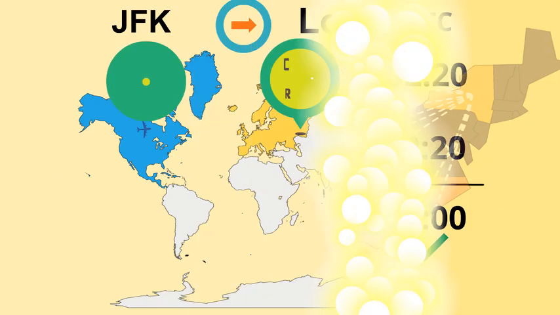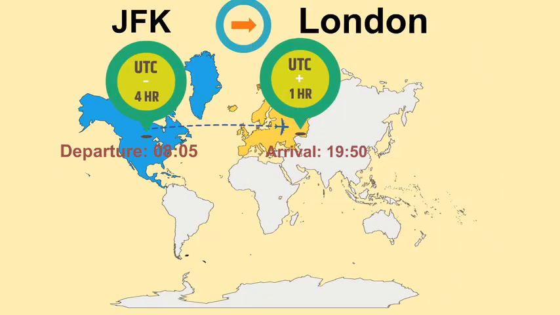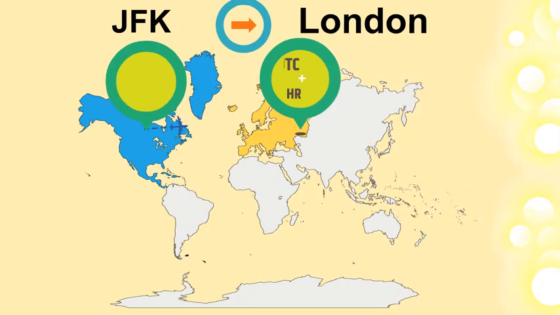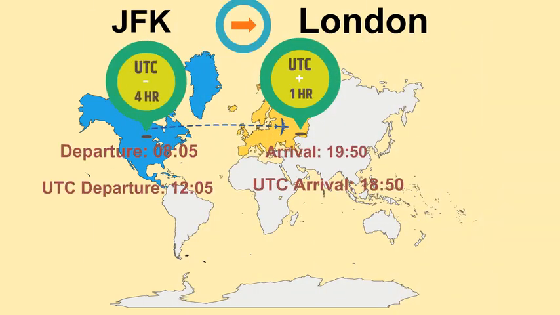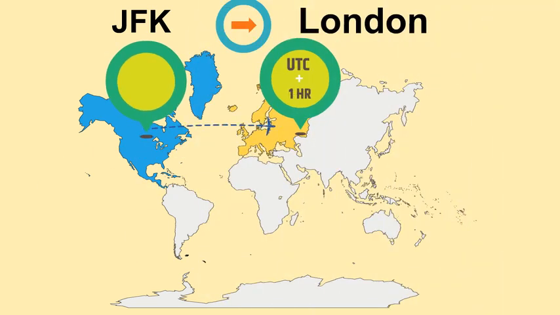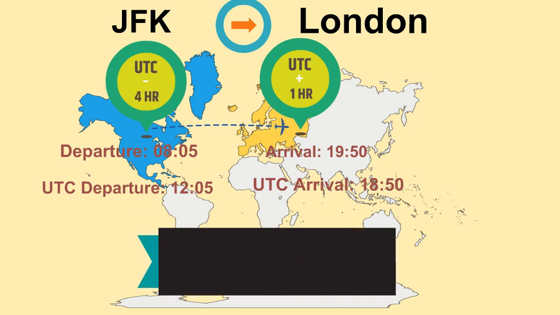Let's look at another good example, from John F. Kennedy Airport, New York to London Heathrow Airport. New York is 4 hours behind and London is 1 hour ahead of UTC. The flight departs from New York at 8:05 and reaches London at 19:50. So if we convert these times, the flight departs at 12:05 and reaches London Heathrow Airport around 18:50. So the total flying hours between these two cities are 6 hours 45 minutes, not 11 hours 55 minutes.